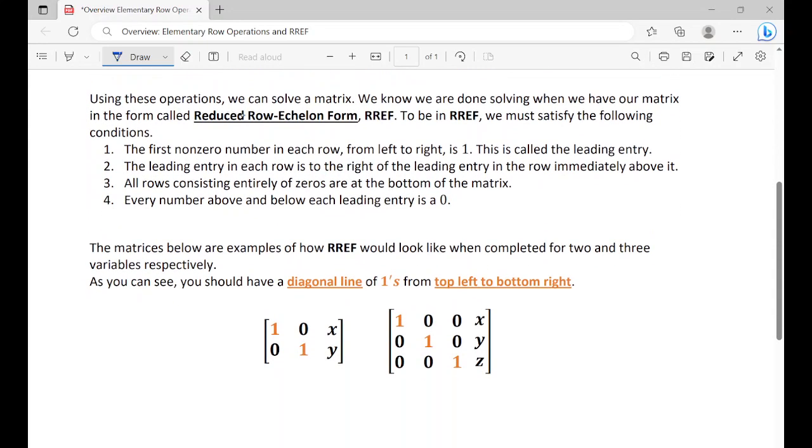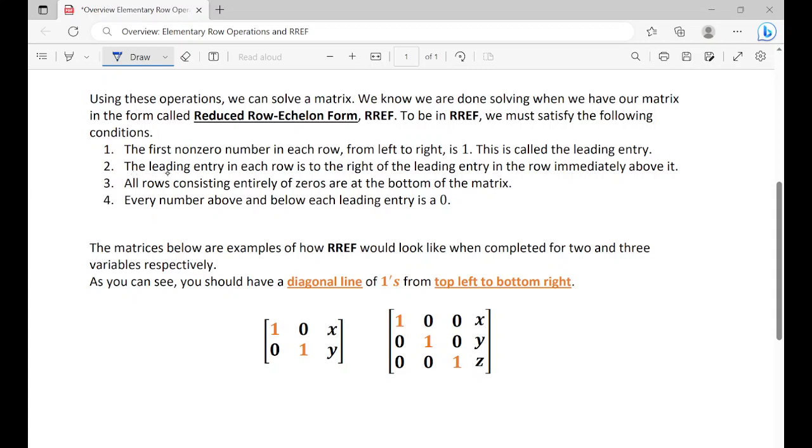Using these operations, we can solve a matrix. We know that we are done solving when we have our matrix in the form called reduced row echelon form, which is abbreviated as RREF. So to be in RREF, we must satisfy the following conditions. First, the first non-zero number in each row from left to right is 1. This is called the leading entry.